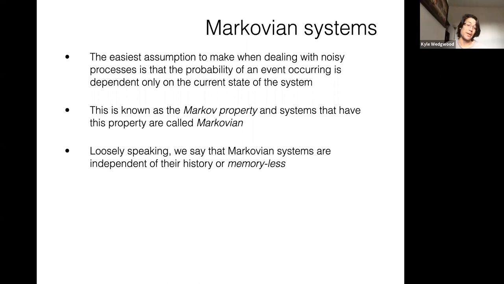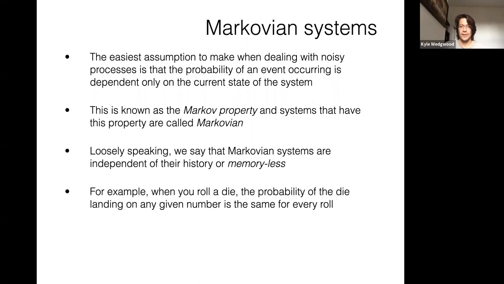Or memoryless, I guess, is the other way we could think about this. So for example, if you roll a die, the probability of you landing on any given number is the same for each roll. So if you have a fair die, it's just 1/6. So you're equally likely to land on any of the numbers. Even if the die is not fair, it's still memoryless because each time you roll it, you're essentially resetting the system.